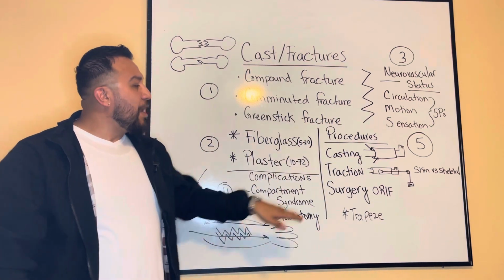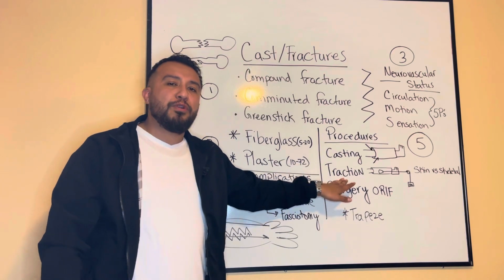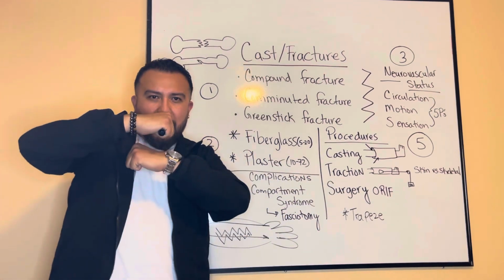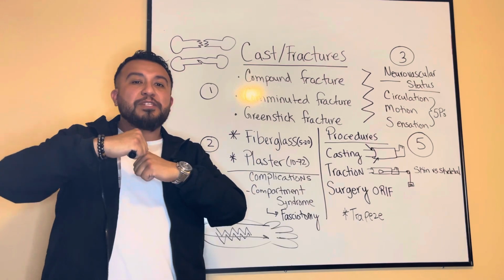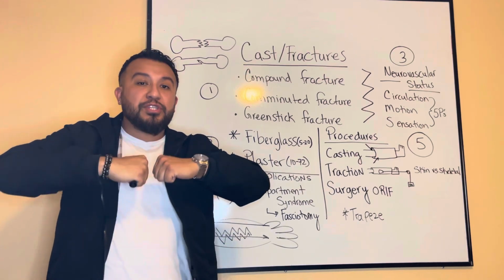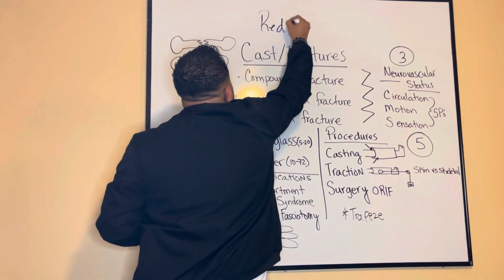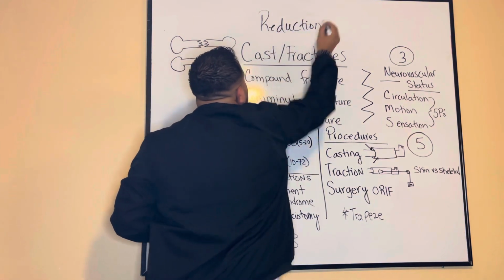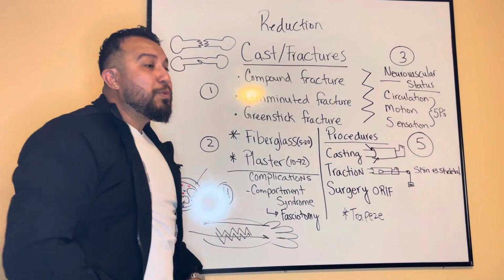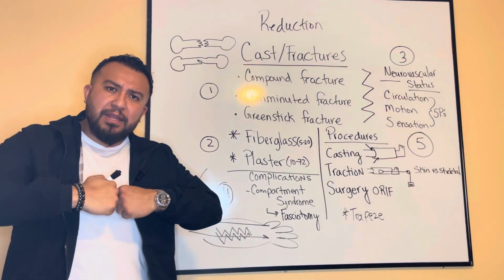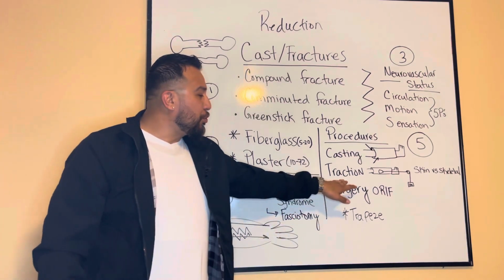Now, traction is an important term because when we have a fracture, the bones are no longer aligned in their anatomical position, right? So we must perform something called reduction. Now, the word reduction means that we're putting the bones back to their anatomical location. And how do we keep them there? There has to be a force that's being exerted to keep the bones aligned in that fashion. And that's where the word traction comes in.